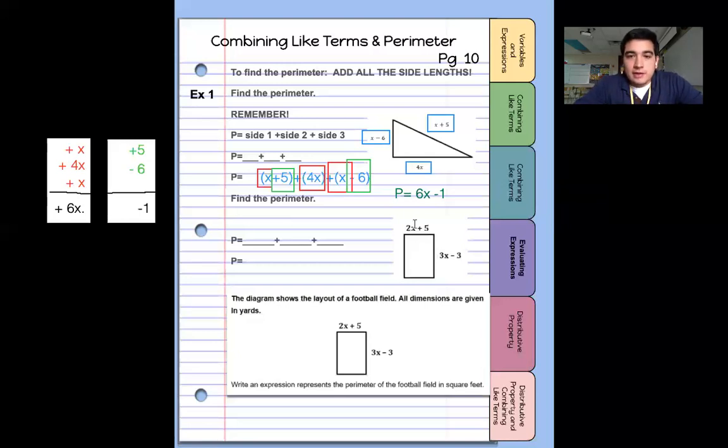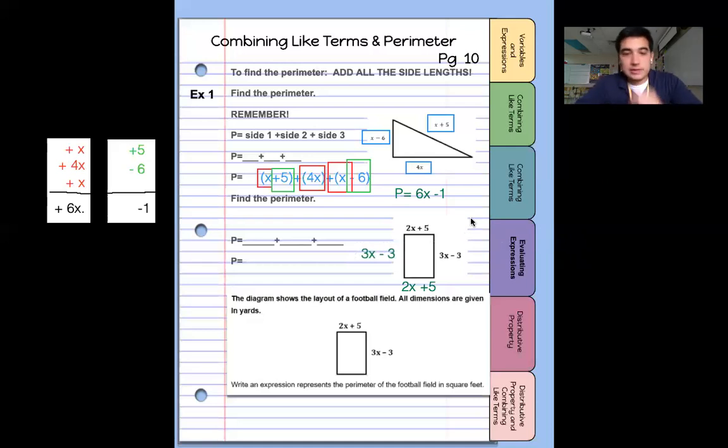So this next rectangle. I have 2x plus 5 and 3x minus 3 on this side. So I know if I have a rectangle, right? If this side right here is 2x plus 5, then this bottom side should be the same thing too. So I'm going to label that down here: 2x plus 5. And same thing, since this side is 3x minus 3, the left side is also 3x minus 3. Okay, let's put that on that side. Now we have all four sides.